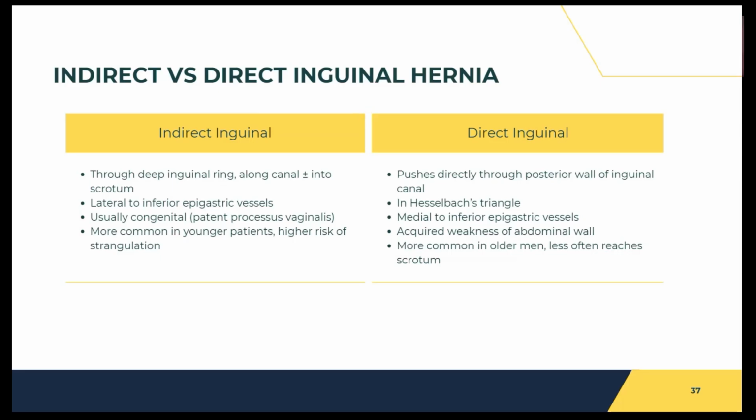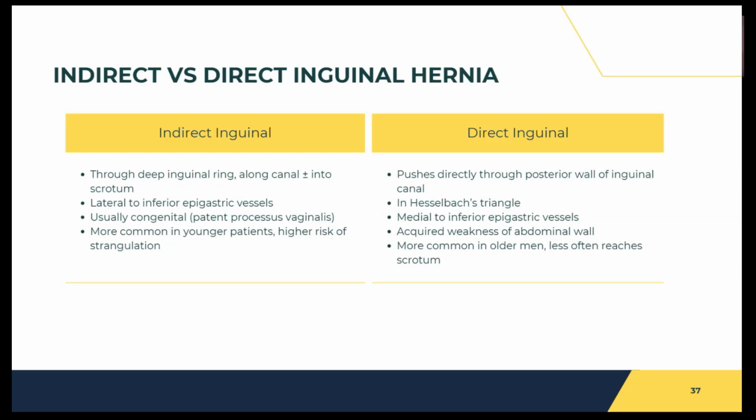The causes of indirects are usually congenital, for example, a patent processus vaginalis that fails to close. It is more commonly seen in younger patients and is also more common than direct. The swelling often appears from the deep ring and can also extend into the scrotum. It is also more likely to strangulate than direct hernias because it has a narrow neck at the deep ring.